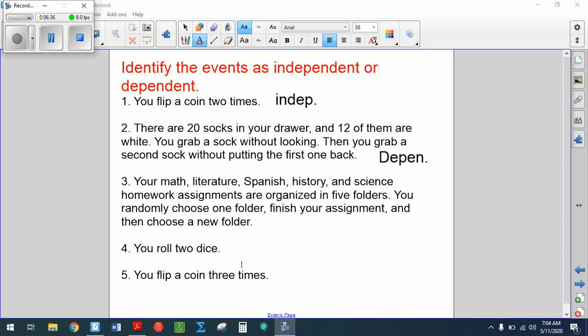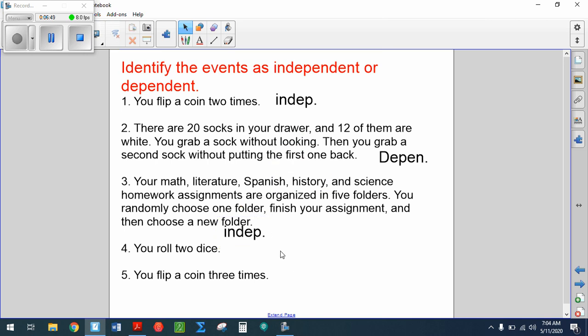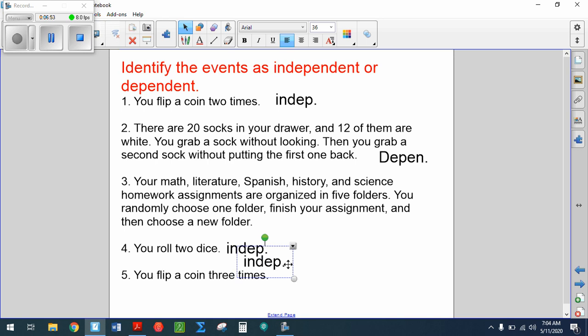So this could be either, depending on the situation. For number 4, you roll 2 dice. Rolling 1 dice doesn't affect the roll of the other one, so that's independent. And you flip a coin 3 times. So again, flipping a coin doesn't affect the results of other coin flips. So those are independent as well.